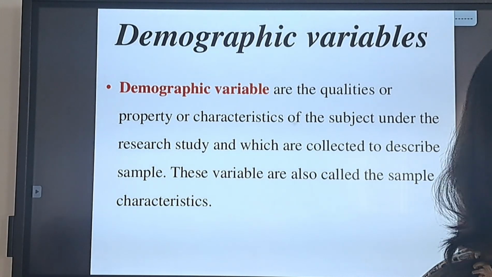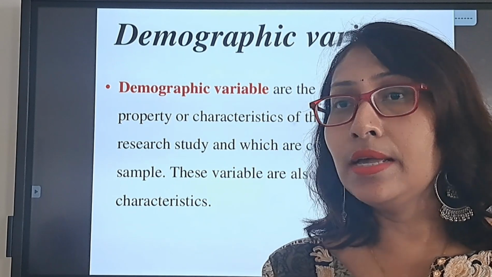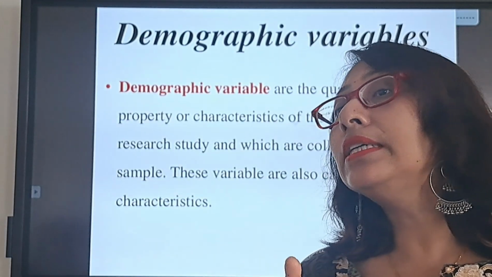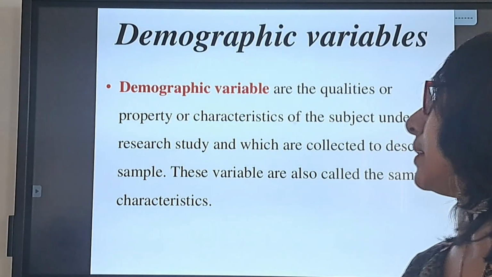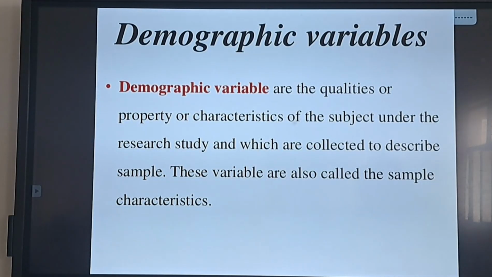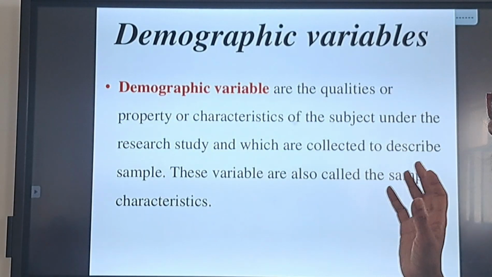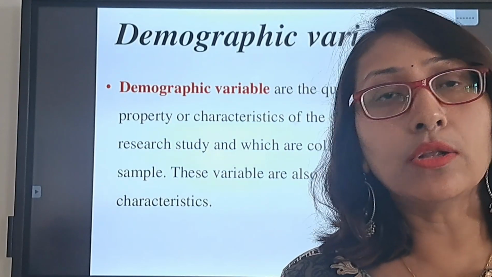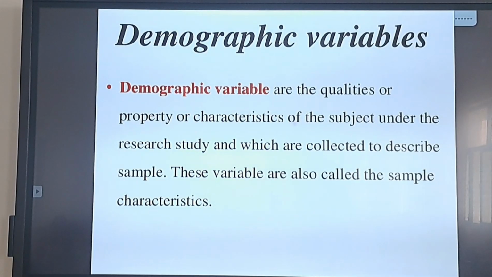Now, demographic variables, what are they? Three variables we have seen. The extraneous variable first, the second was the environmental variable, and now the third is the demographic variable, apart from your independent and dependent variable. So these are the qualities, properties or characteristics of a subject. Subject means the samples. We can also call them subjects, participants, or pupils.